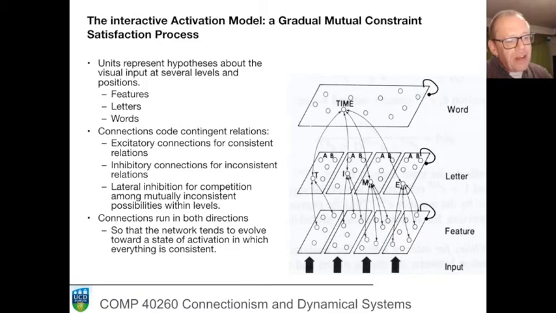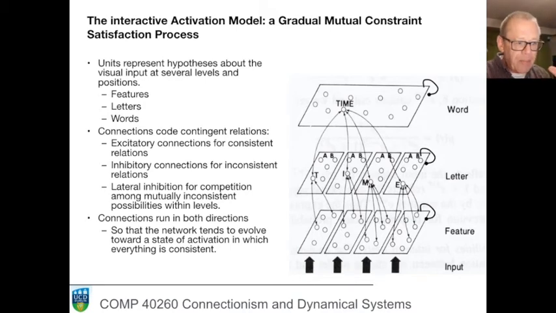This business of lateral inhibition among nodes whose interpretation is mutually inconsistent was a very powerful architectural innovation of such networks, and stood in rich correspondence then to the interpretations of neuroscientists as they studied patterns of cortical activation in perceptual processes. Now, we present something at the feature level, then the letter level nodes compute their activations, and the word level nodes compute their activations.